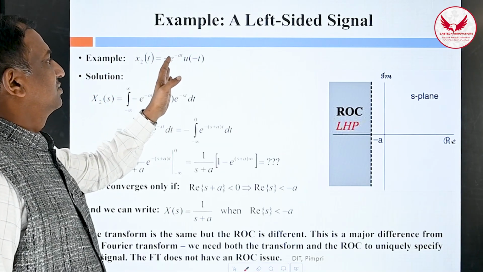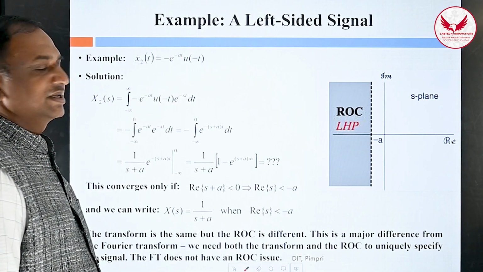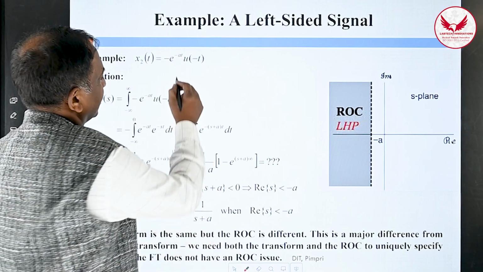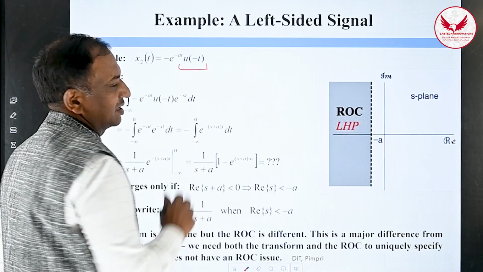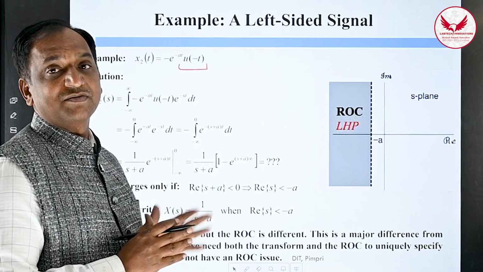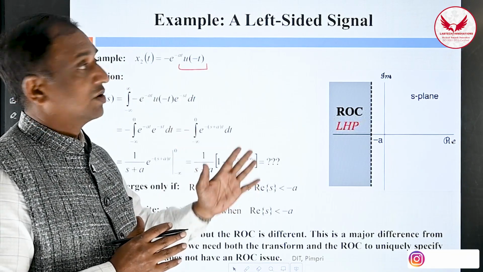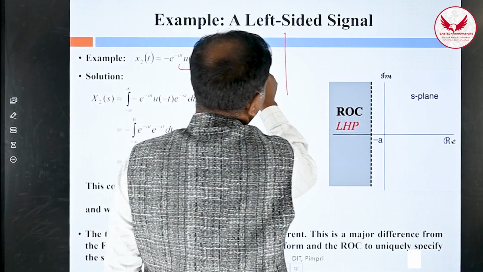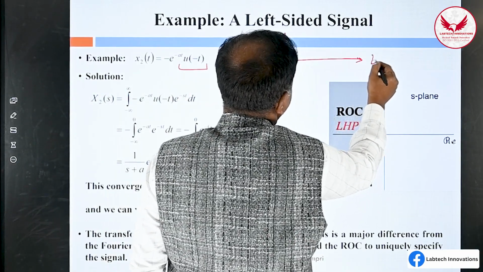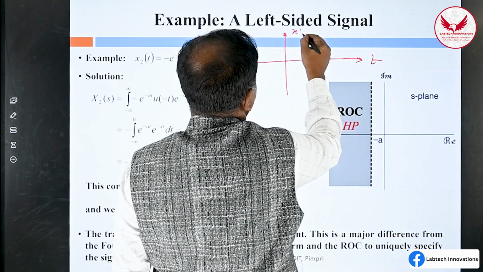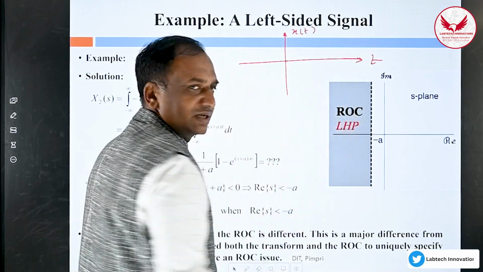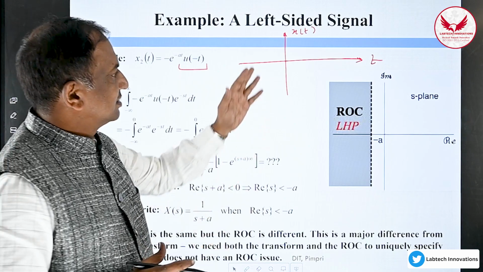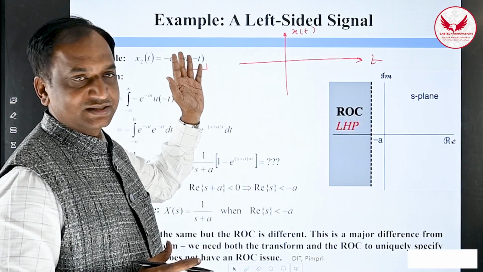x2 of t is equal to minus e raised to minus at u of minus t. u of minus t means the signal is present from minus infinity to 0, which we call a left-sided signal. So let us see the signal in the time domain. So this is t and this is x of t. This side is called the right-sided signal, this side is called the left-sided signal.